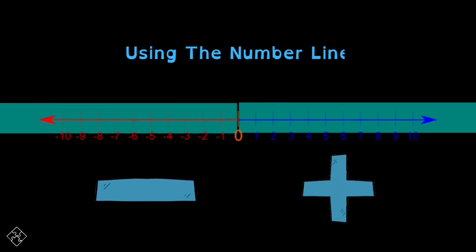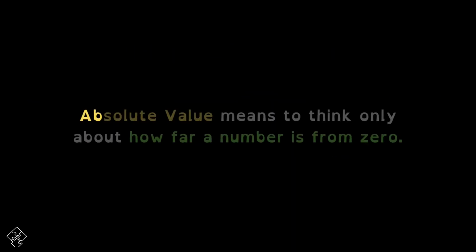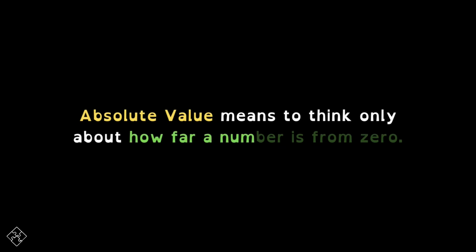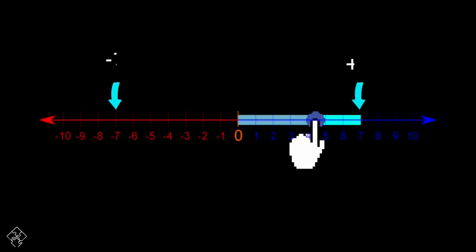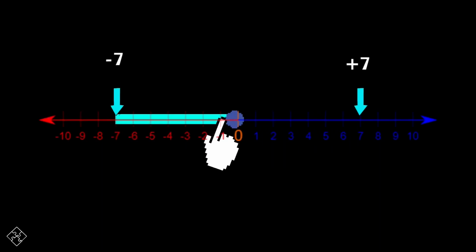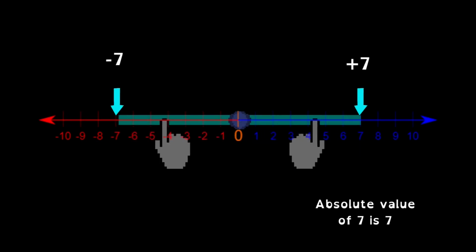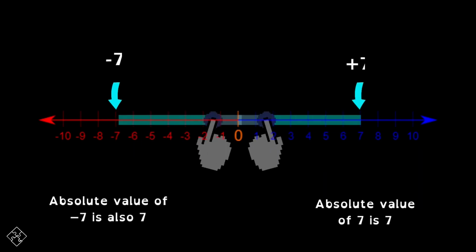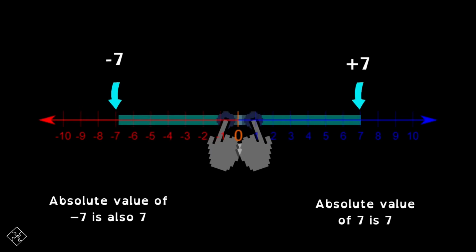Also, we want to appreciate that the number line is a great tool to think how far a number is from 0, and that is the absolute value. For example, positive 7 is 7 away from 0, but negative 7 is also 7 away from 0. So the absolute value of positive 7 is 7, and the absolute value of negative 7 is also 7.